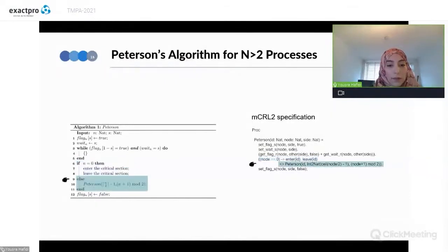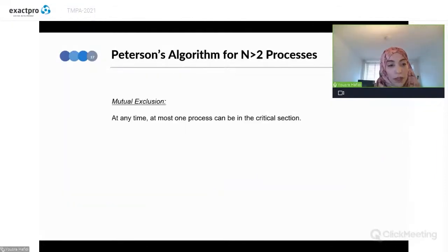If we are in the root, of course, we enter the critical section and leave. Otherwise, we move further in the tournament tree to the parent node, so we execute Peterson's algorithm again in the parent node. Once we finish, we reset the flag to false. So we have the specification of this algorithm, and now we want to verify some properties.